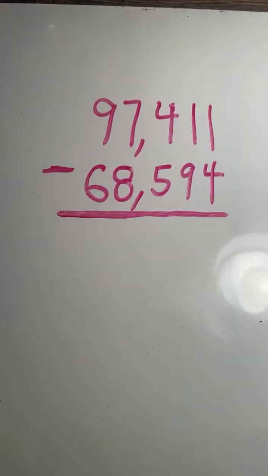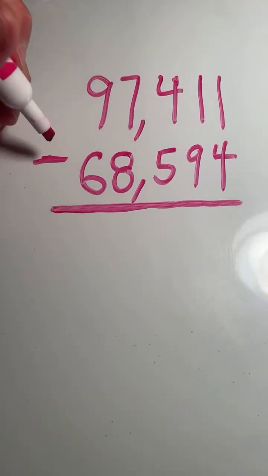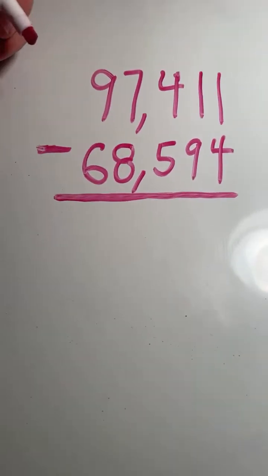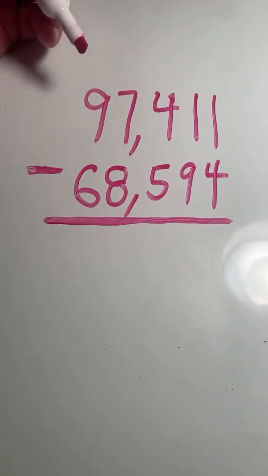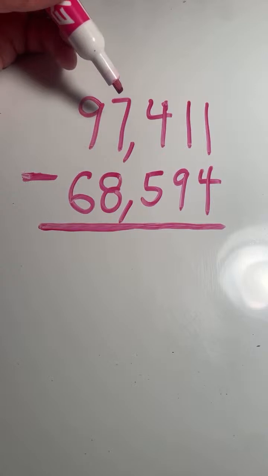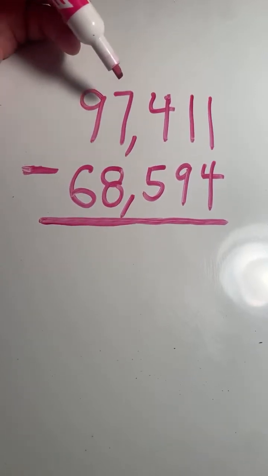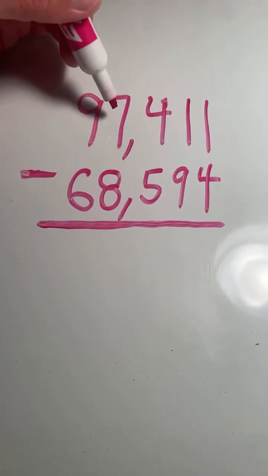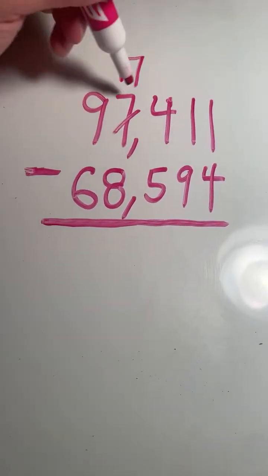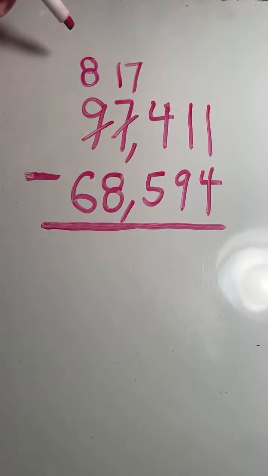97,411 minus 68,594. So again, step 1 is to do all of our regrouping, and then we'll start subtracting. So everything here other than the 10,000s place needs to be regrouped. You cannot start out with 7 and take away 8. So that 7 becomes a 17, and that 9 becomes an 8.